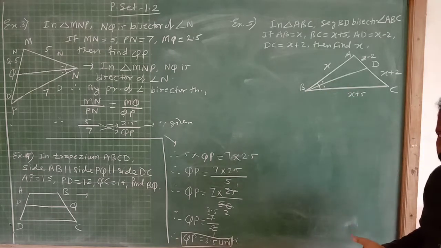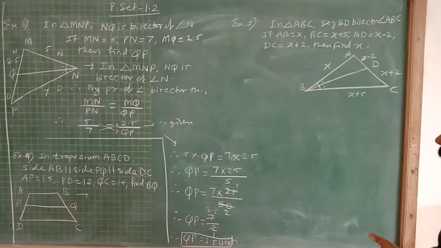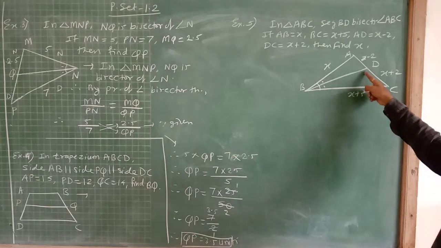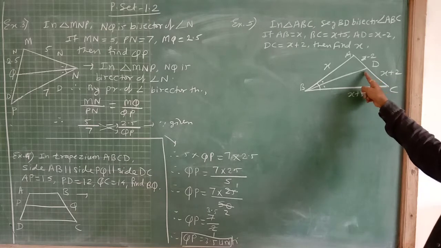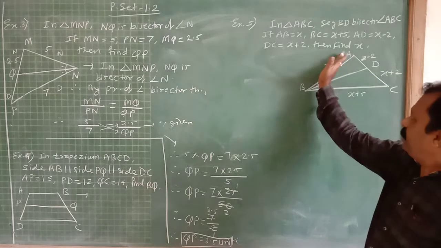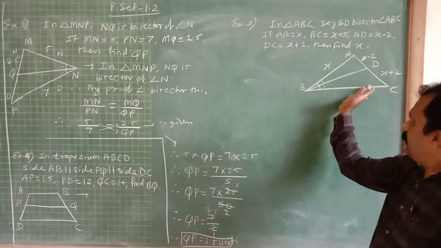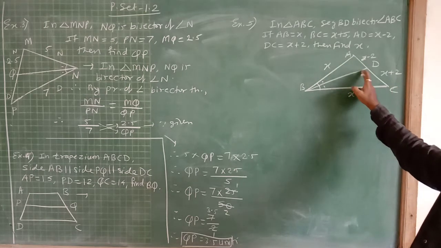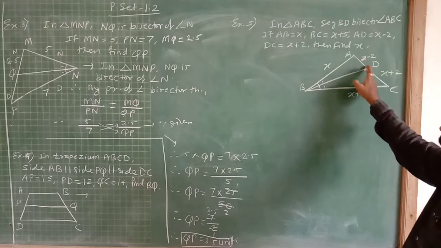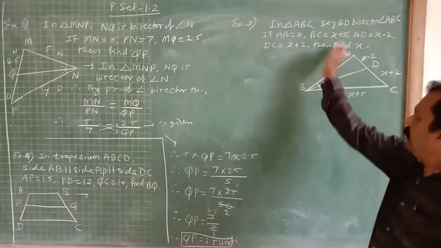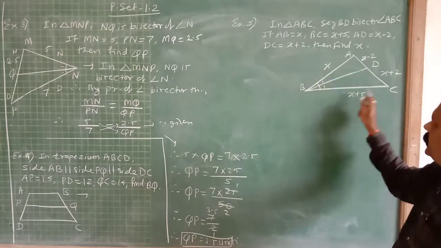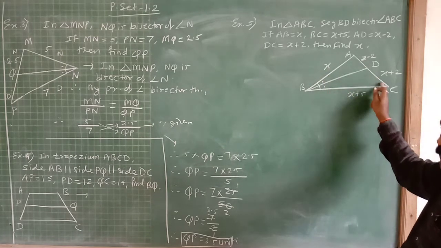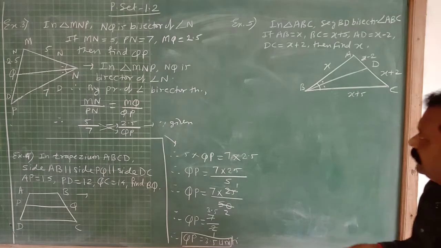So here also we have to use the property of the angle bisector. Without this we can't solve it. So BD is the angle bisector. Then use the property of the angle bisector. The ratio of these sides is equal to the ratio of these intercepts made by this bisector. So AB upon BC: this part and this part, numerator divided by numerator, and the intercepts numerator divided by denominator. That is my method.